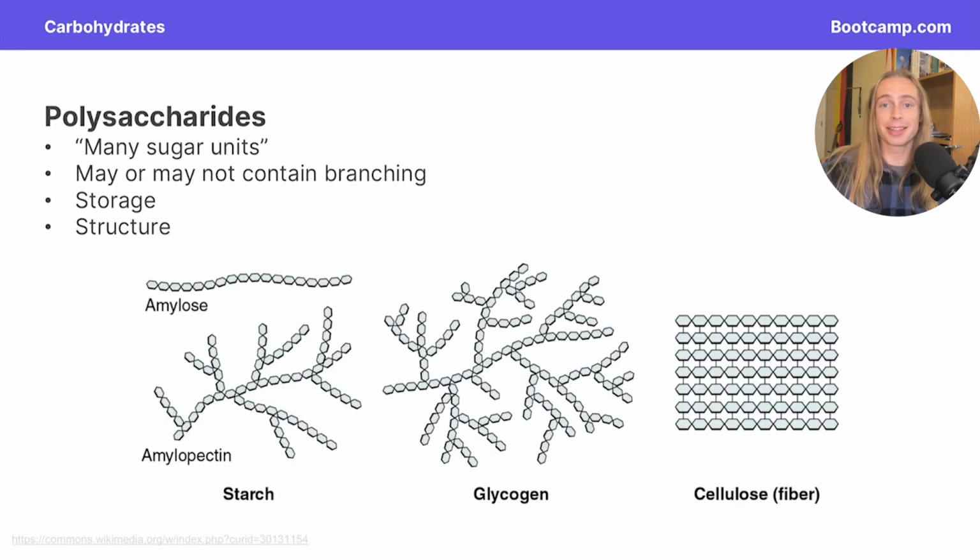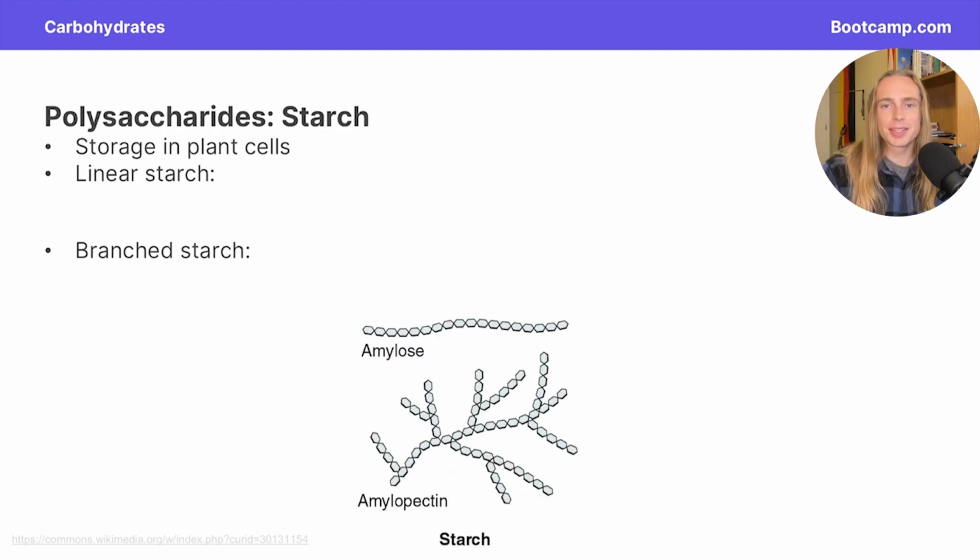And now we're on to the last group, our polysaccharides. So polysaccharides means that we have many units of sugars bonded together. Polysaccharides come in a variety of different shapes and sizes, and we see some could be branched or unbranched. Some are used for storage, while others are used for structural support. Starch is a type of storage polysaccharide found within plant cells.